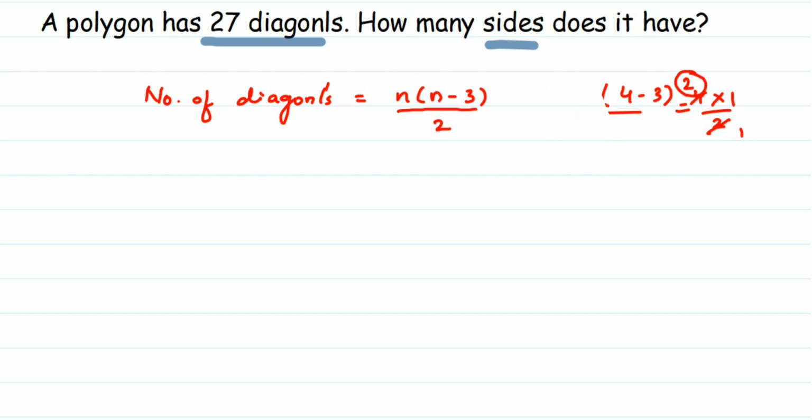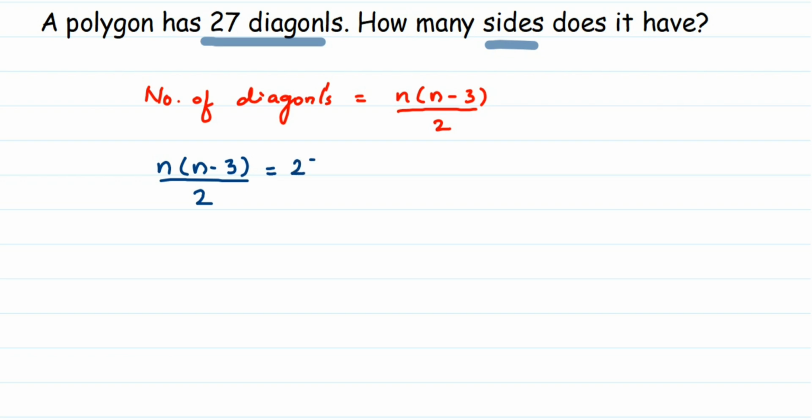But here we already know how many diagonals there are. We have to find out how many sides there are, which means we have to find the value of n. And here I know the number of diagonals, which is 27. So I'm going to substitute here. I'm going to rewrite this as n into n minus 3 by 2, that is the number of diagonals formula, and we know the number of diagonals is 27. So this should be equal to 27.